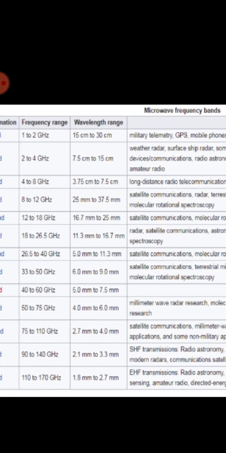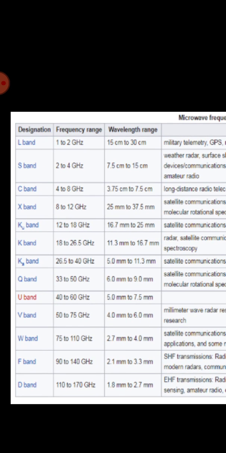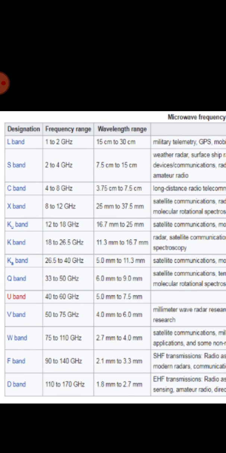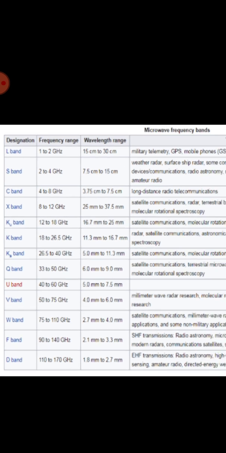These are the various microwave frequency bands. The L band ranges from 1 to 2 GHz and its wavelength is 15 centimeter to 30 centimeter, and the S band frequency ranges from 2 to 4 GHz and its wavelength ranges from 7.5 centimeter to 15 centimeter, and so on. We can also see the various applications of these bands. For example, the Ku band is particularly used in satellite communication, and the K band in radar and satellite communications, and so on. So this table shows the entire band.